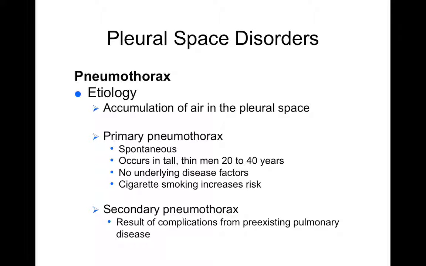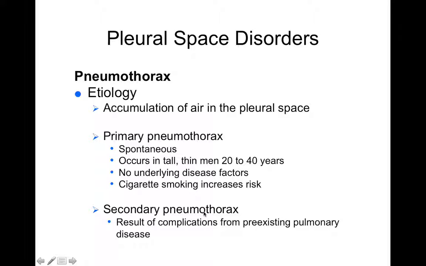Now, primary pneumothorax occurs in tall, thin men, 20 to 40 years of age, and I'm pretty sure I have this, you guys, because every so often I get pain in my left lung. I know, right? Of course. Now, there's no apparent underlying disease factors, but cigarette smoking does increase the risk. I don't smoke, but I do fit this one right here.